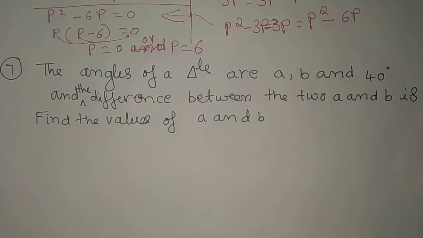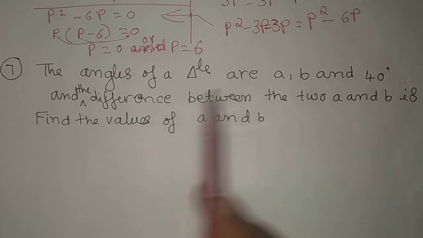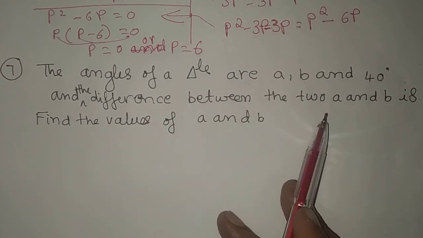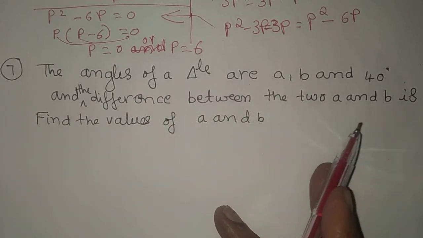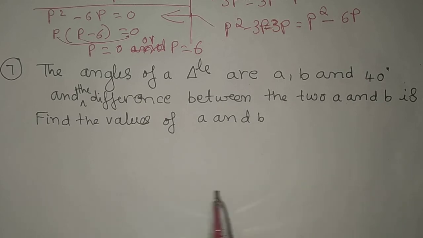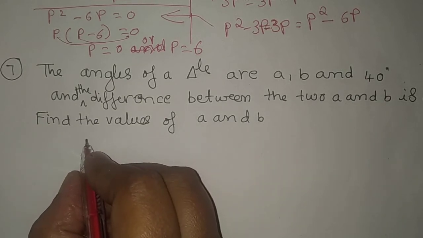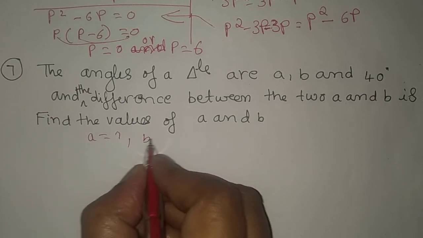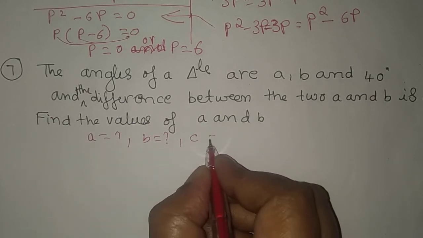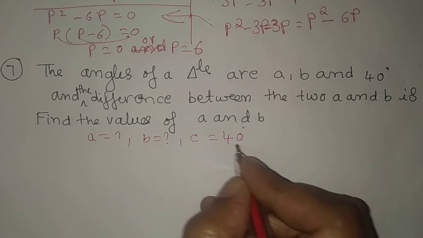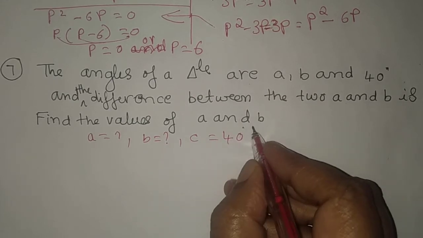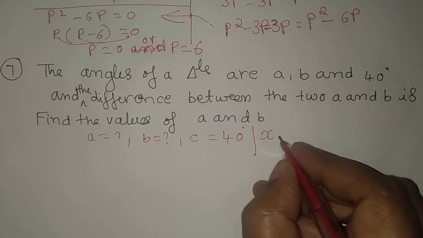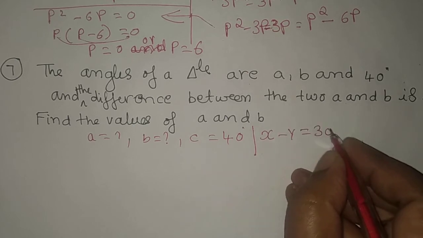We move on to the seventh question. The angles of the triangle ABC are given: C is 40 degrees and the difference between the two angles A and B is given as 30 degrees. Then find the values of A and B. So the difference given is: A we don't know, B we don't know, and C is given as 40 degrees. Therefore the difference, that is A - B is equal to 30 degrees, is given.